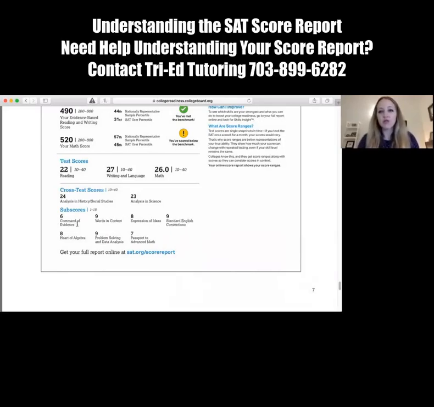So command of evidence, those are the ones where it'll say, what lines in the passage gave me the evidence for the answer you gave in the previous question? And those are often more challenging for students. And you can see for this particular student, that was the weakest area. Words in context is vocabulary. So those would be things like, in the context of the passage, what is the best definition for the word blank? And then you have the two subscores that are dealing with the writing questions.